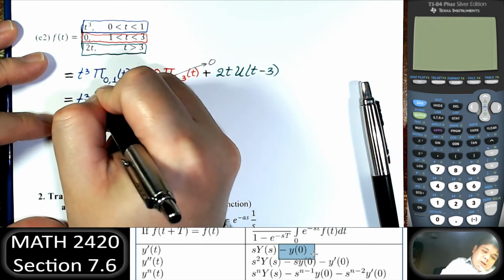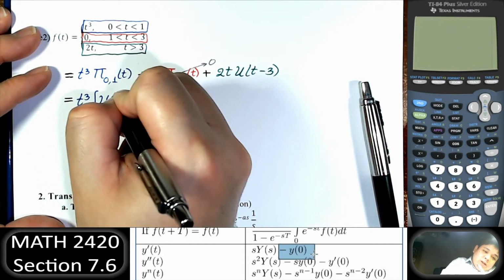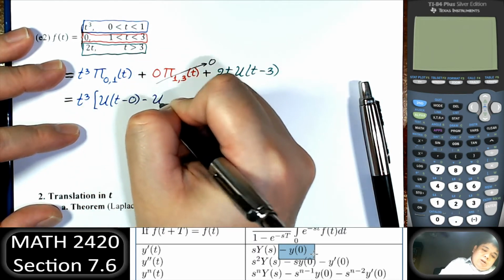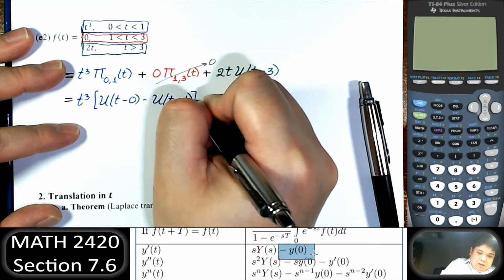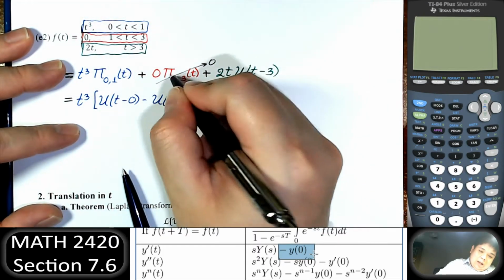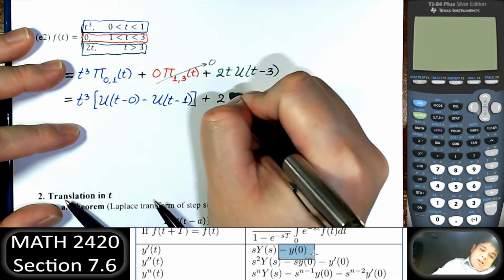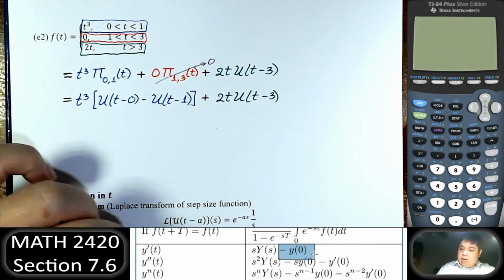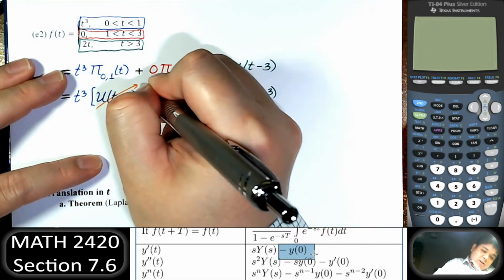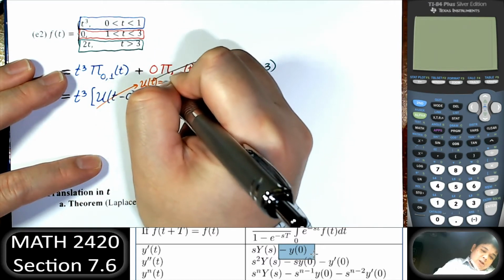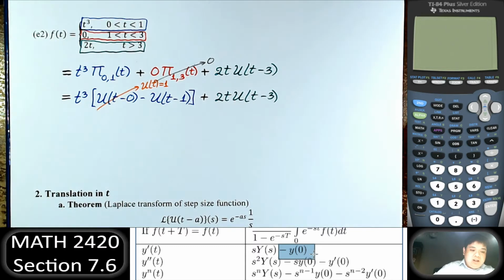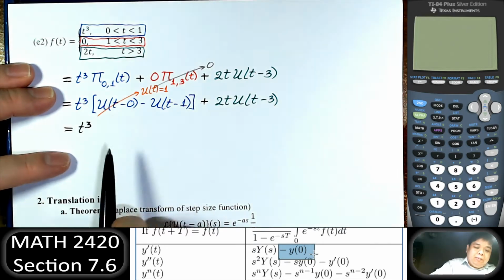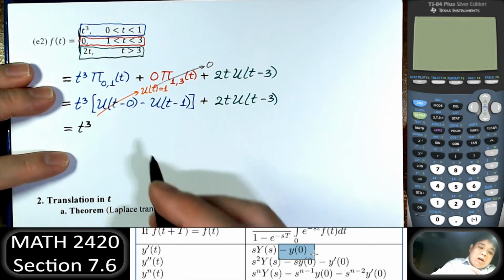So t cubed, the window from 0 to 1 is u of t minus 0 minus u of t minus 1. That is 0. And then we have 2t u of t minus 3. And u of t minus 0, or u of t, is equal to 1. So multiply this out. We have t cubed times 1 and t cubed times that.